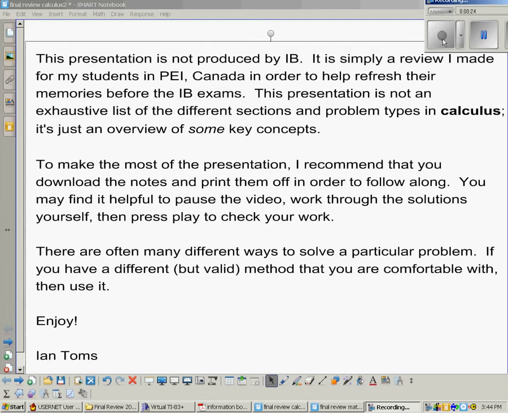If you want to make the most of the presentation, probably the best plan would be to print out the notes using the link below, work through the questions, and then use the presentation to check. If you have a different way of solving a problem, that's fantastic. Please do that. Don't try and change what you're doing at this point in the course.